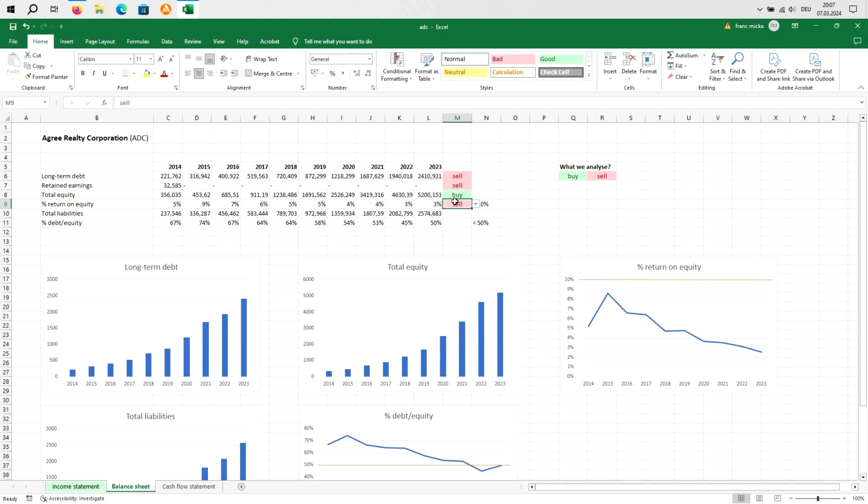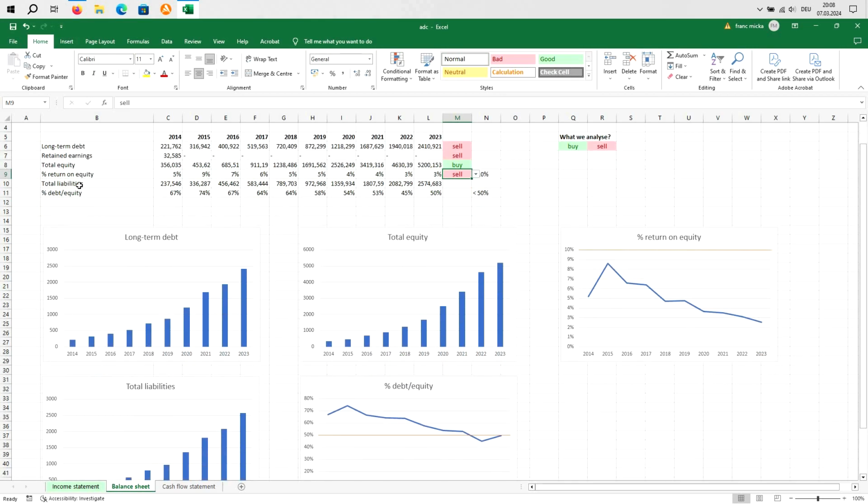So we mark that as a sell, of course. Total liabilities, you want them to be as low as possible and preferably stay the same through the whole years. But here you can see they are growing, which is a bad sign, so we mark that as a sell as well. And now we came to debt to equity ratio.